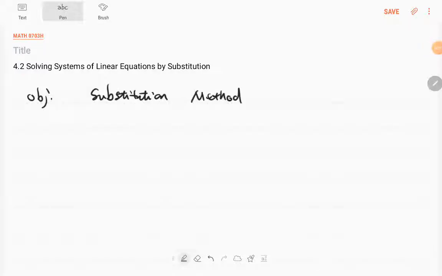Alright, in this 4.2, we only have one objective. We only need to know how to use the substitution method to help us find the solution of the system of linear equations. So let's check the example. We have this linear equation system.